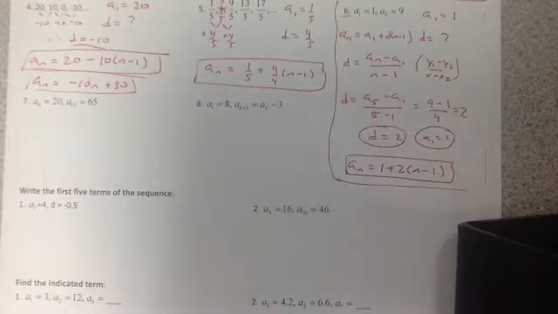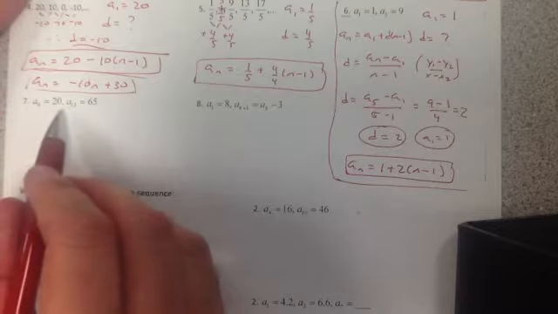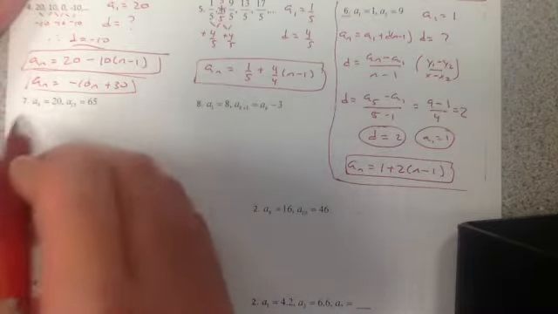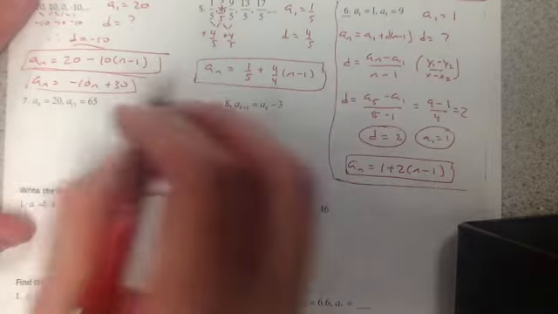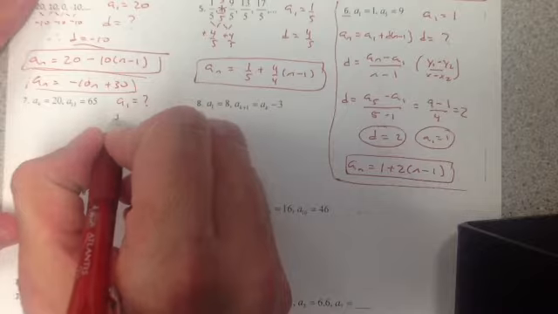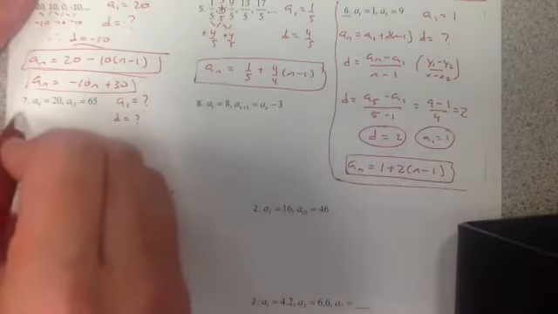Okay, so for part 2, let's take a look at number 7 here. Now, number 7 is a little bit tougher because they're giving me the 4th term and the 13th term. I don't have the first term, but I have to find both a sub 1 and the common difference. So let's go ahead and get the common difference first. That's pretty easy to get.